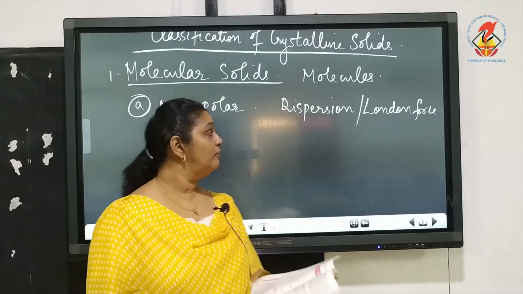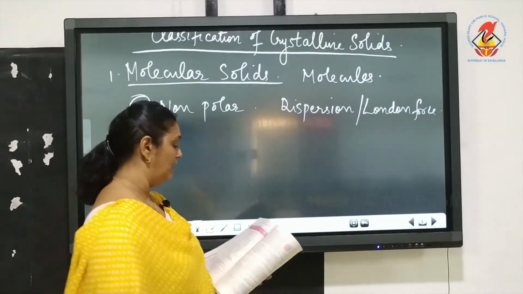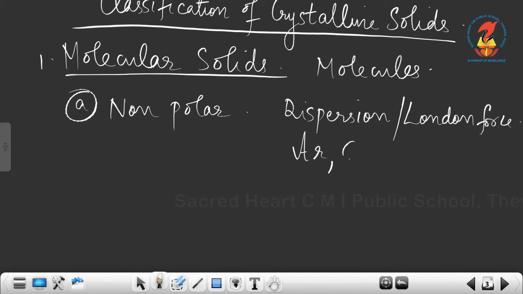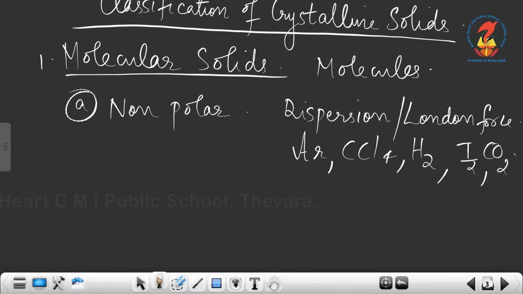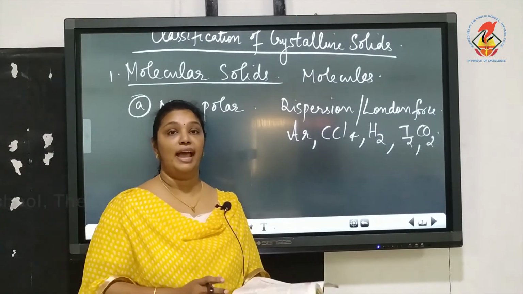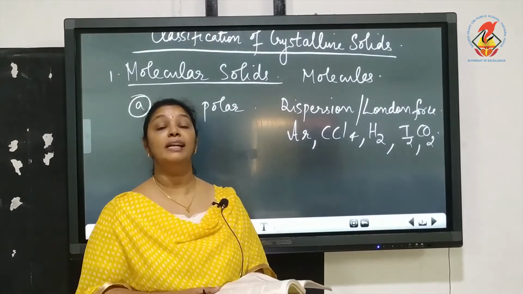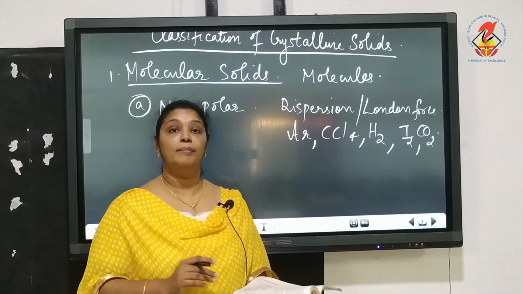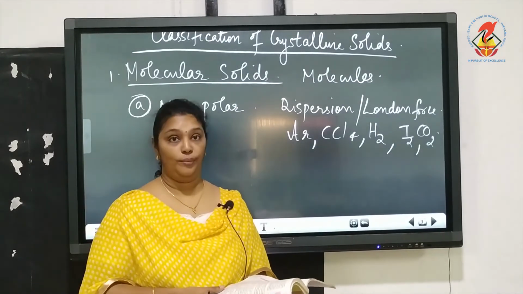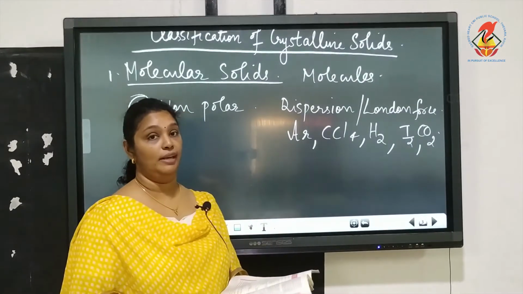Now, examples for non-polar molecular solids are argon, carbon tetrachloride, H2, the hydrogen molecule, I2, and carbon dioxide. Now, these non-polar molecular solids are soft and they are non-conductors of electricity, which means they are insulators, and their melting point is very low. So this is about non-polar molecular solids.